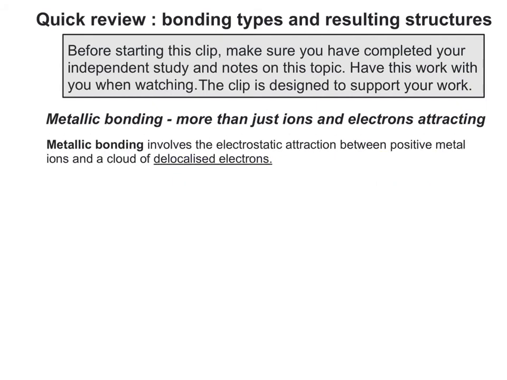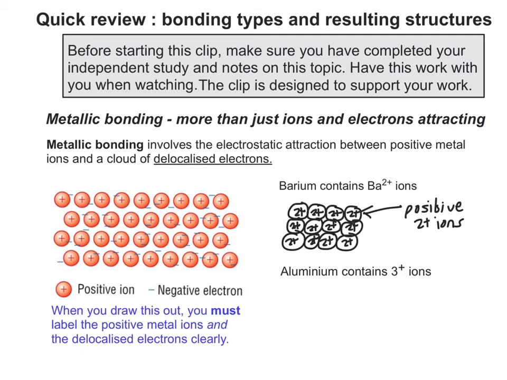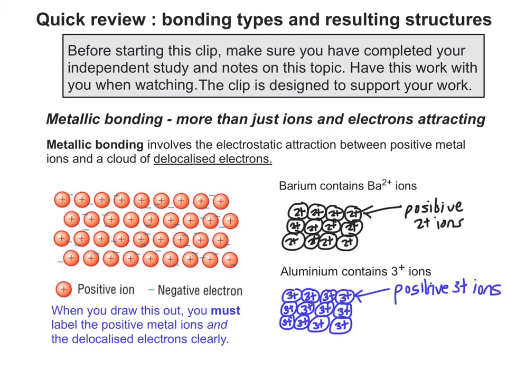So our final type of bonding is metallic bonding. This is the electrostatic attraction between positive metal ions and a cloud of delocalized electrons. So often you'll be asked to draw this out as a diagram, so it's really important that the positive metal ions and the delocalized electrons are clearly labelled. So it's important, depending on which metal you're actually asked to draw out, to pay attention to the actual charge on the ions. So you make sure that you've labelled them up as 2+ in the case of barium and 3+ in the case of aluminium.